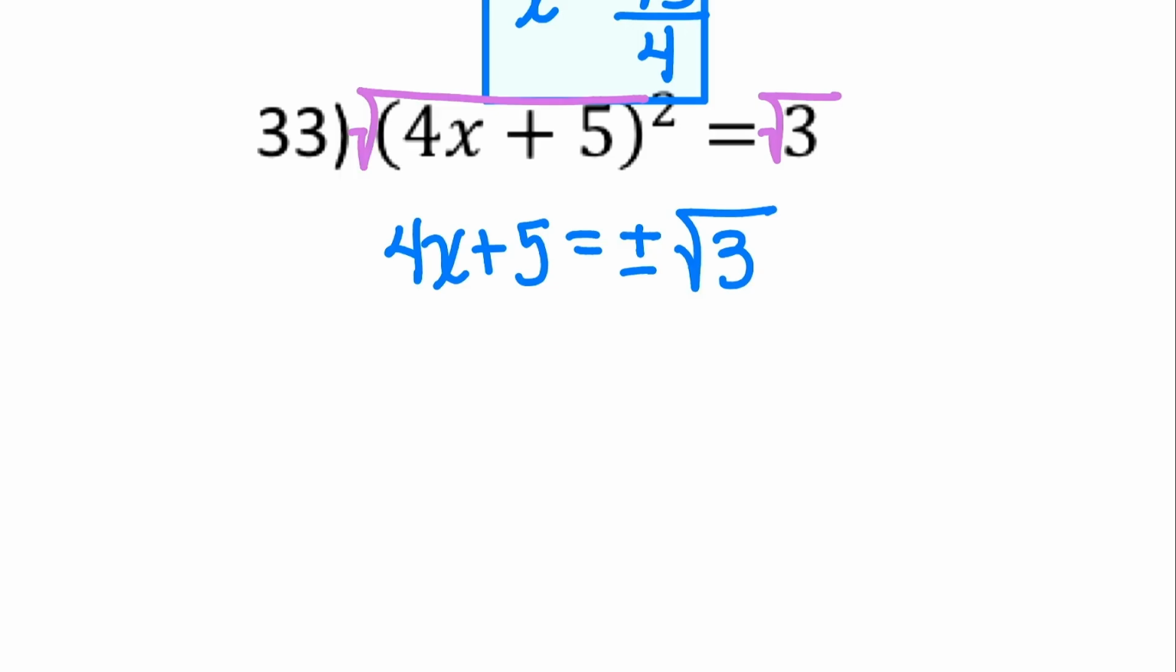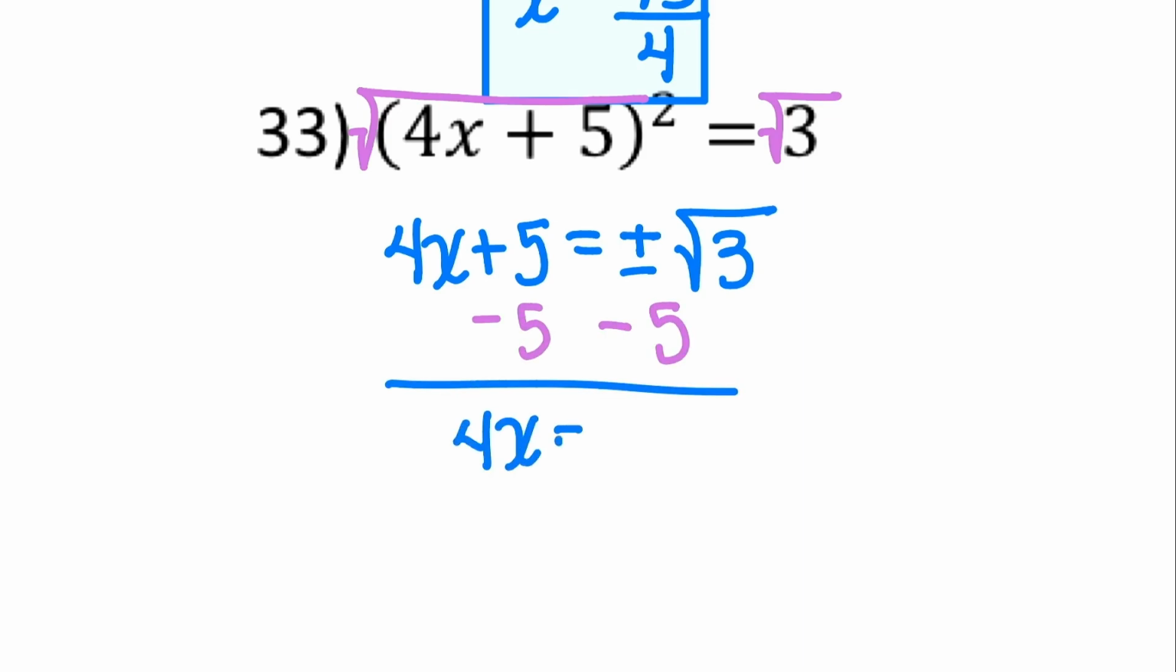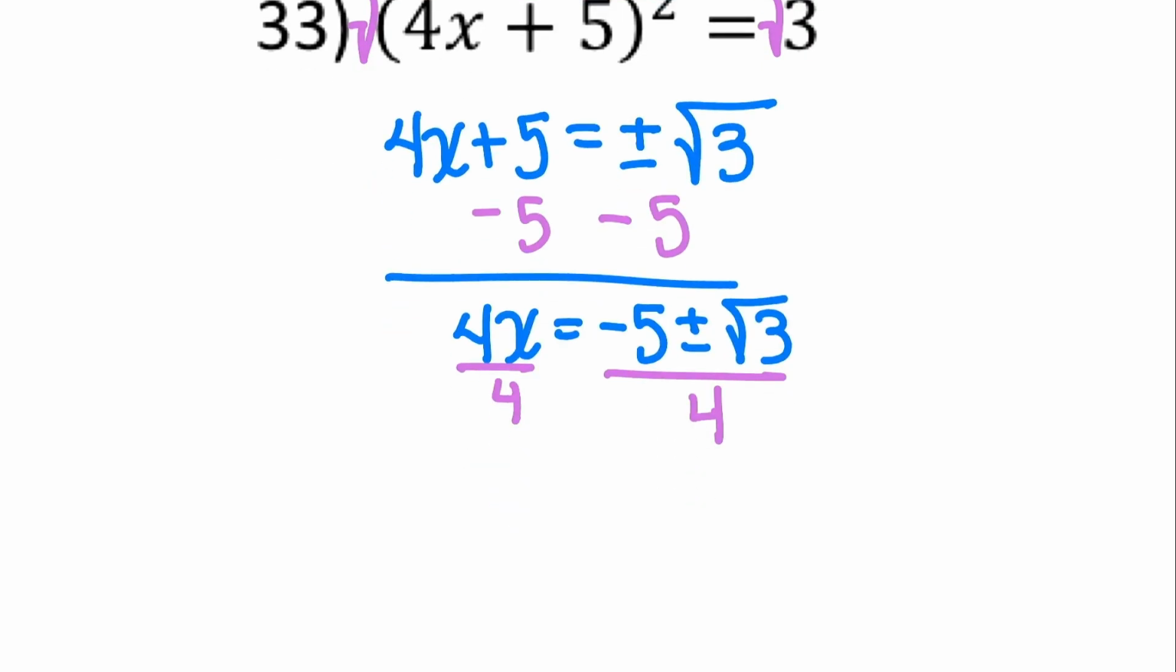Now we can go ahead and subtract 5 from both sides, which is going to be 4x equals negative 5 plus or minus the square root of 3. Now we can divide both sides by 4, and that's going to be our final answer.